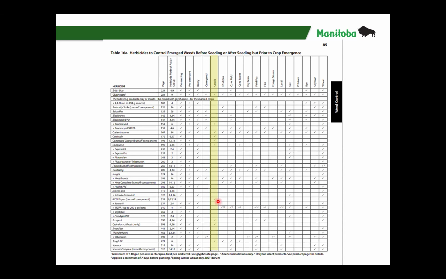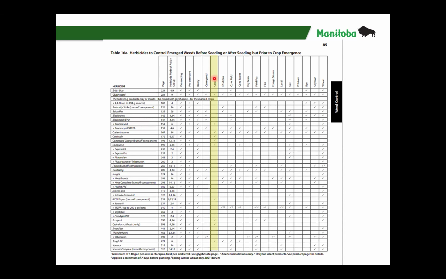But basically, table 16A has crops across the top, and these are herbicides to control emerged weeds before seeding or after seeding, but prior to crop emergence. But please watch your labels on that. And here are all of your products down the side. Sometimes if it's a generic product, it's something like bromoxynil, that would be Pardner, plus a number of other brand names as well. And sometimes something like Blackhawk or Blackhawk EVO, those are trade names.